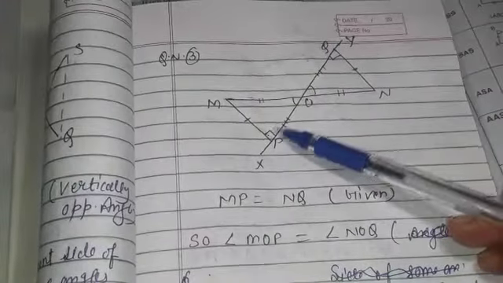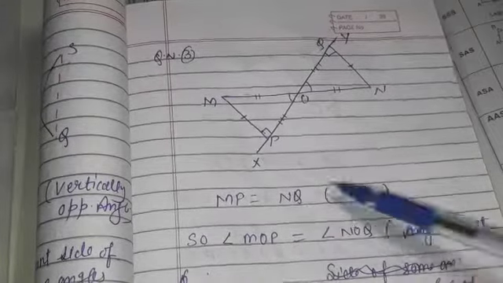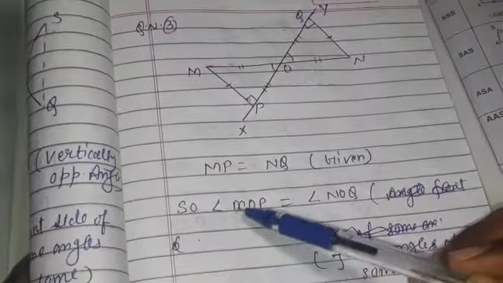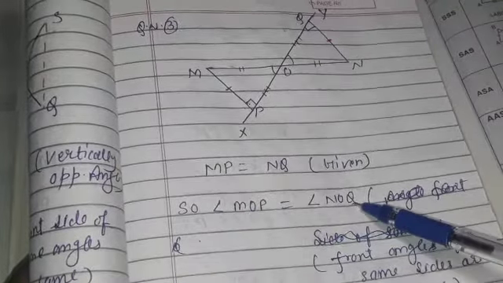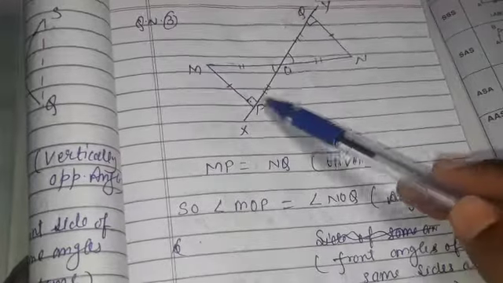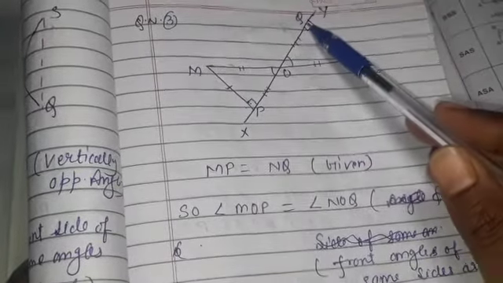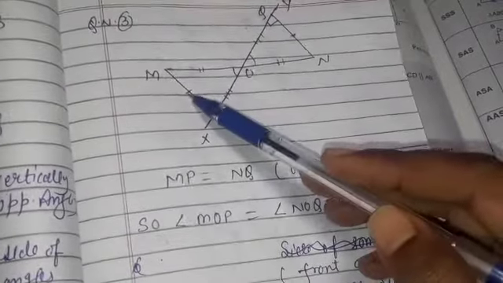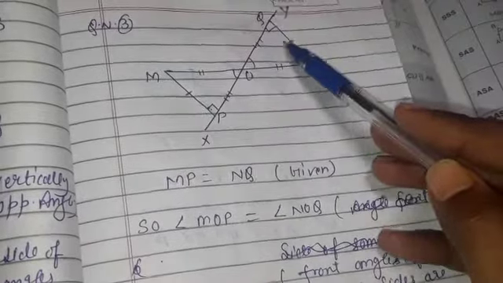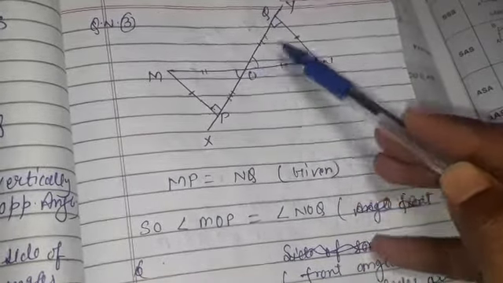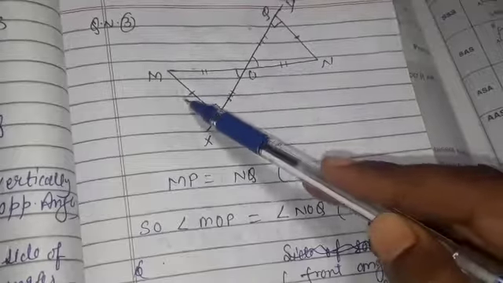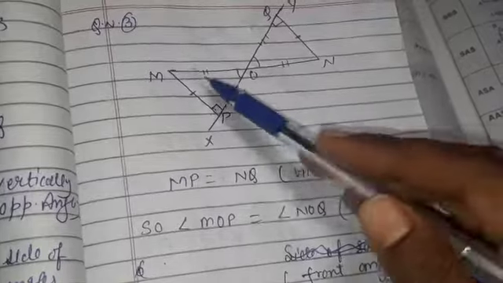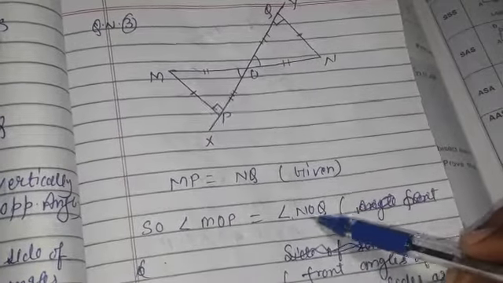So class, this is your question number 3 now. MP equals NQ is given. So triangle MOP equals triangle NOQ. The angles in front of equal sides are the same. They give you this side and this side, so the angles in front of these two sides are the same. Because this side and this side are the same, this angle and this angle are also the same. So angle MOP equals angle NOQ.